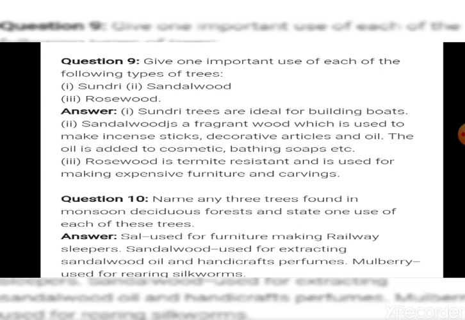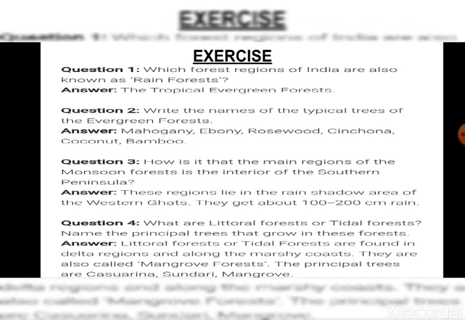Then the next question is, name any 3 trees found in the monsoon deciduous forest and state one use of each of these trees. The trees mentioned here are sal, sandalwood and mulberry. Sal is useful for making furniture as well as railway sleepers. Sandalwood, we learned earlier, is used for extracting sandalwood oil, which is used in handicrafts as well as perfumes. Mulberry is used for rearing silkworms.